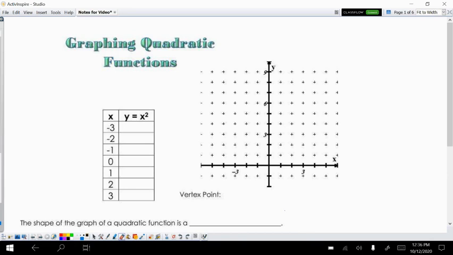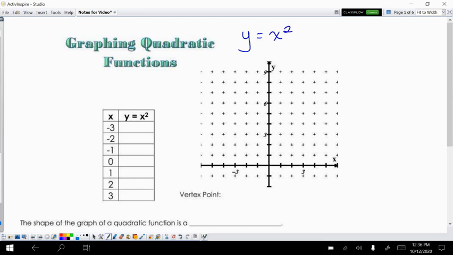Today we're going to graph quadratic functions. And we are going to start with our parent quadratic function. So parent is the basic shape that we should understand before we change that shape in any way. So our parent function is simply y equals x squared.